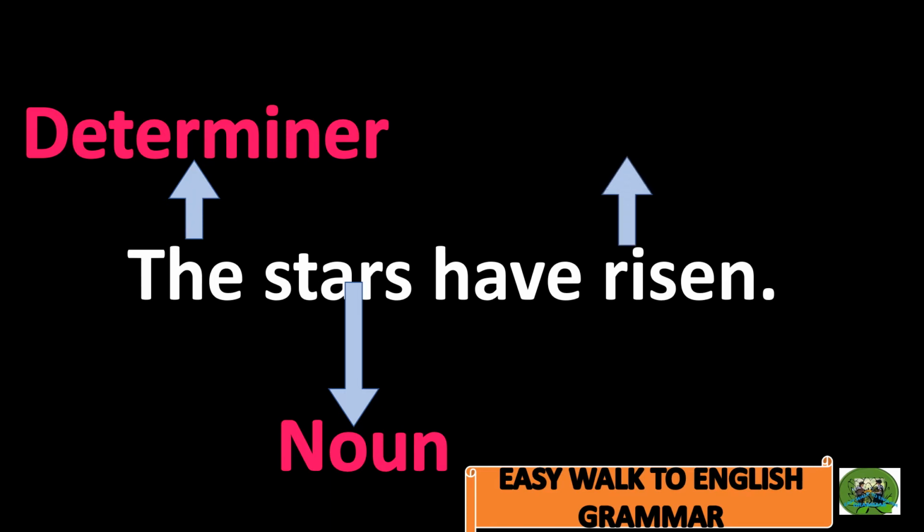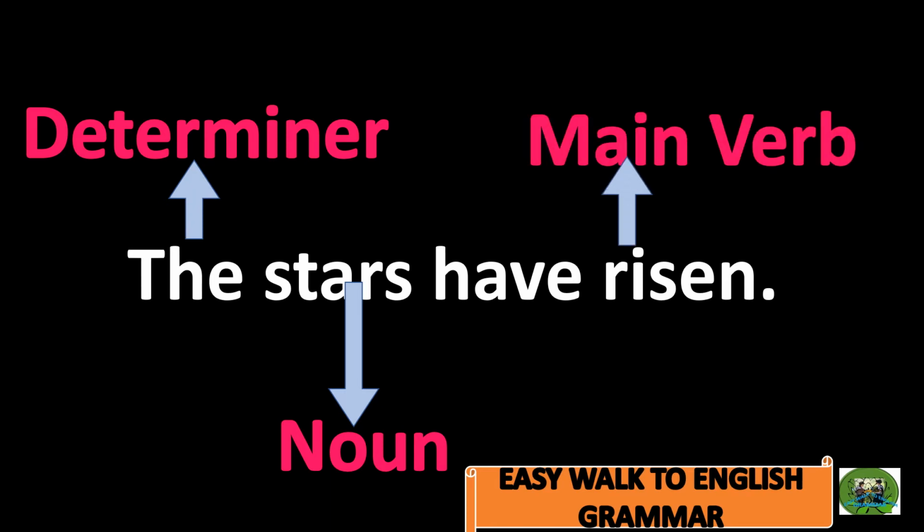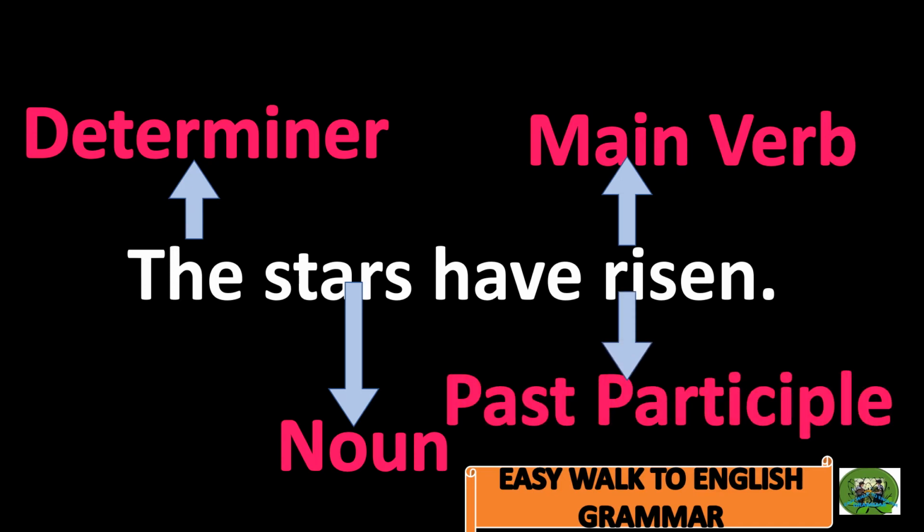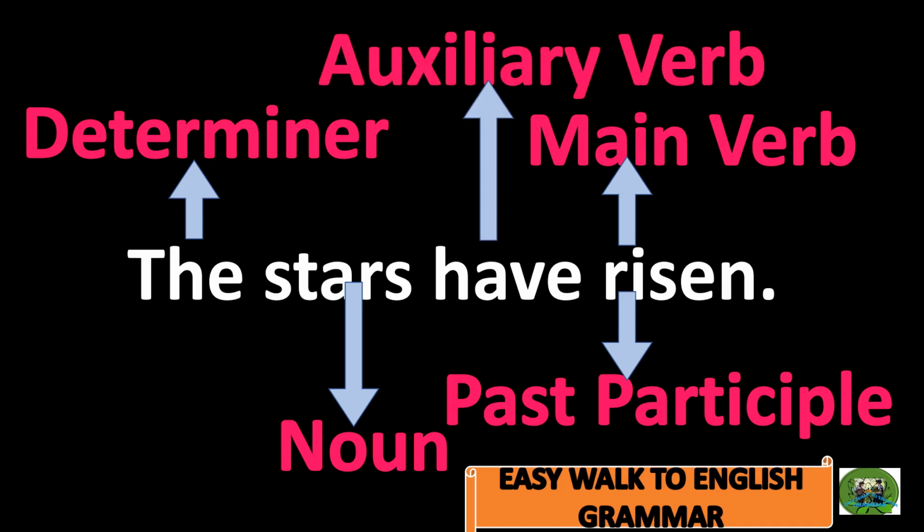And risen is the main verb in this sentence, as well as the past participle form of the verb rise. Rise, rose, risen. And now we know have here is the auxiliary verb. I hope after dealing with 3 sentences of the same pattern, now you don't have any doubt on how we use have and its forms as auxiliary verbs.